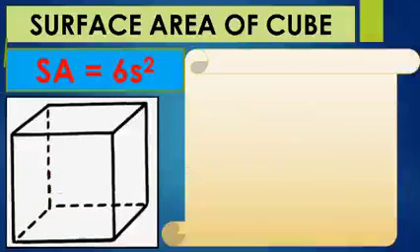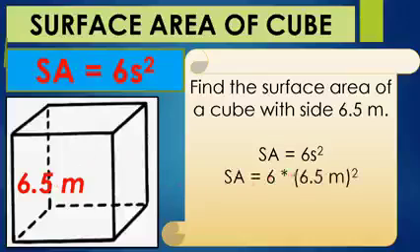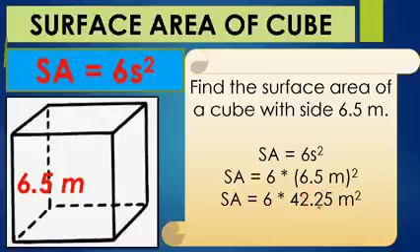Another one. So find the surface area of a cube with side 6.5 meters naman. In this case, the length of the side of this cube is equal to 6.5 meters. First step, copy the formula. Then substitute the value of S with 6.5 meters. Then simplify the exponent, that is 6.5 times 6.5. And the answer is 42.25. Then multiply it by 6. The product is 253.5 square meters. Therefore, the surface area of a cube is equal to 253.5 square meters.